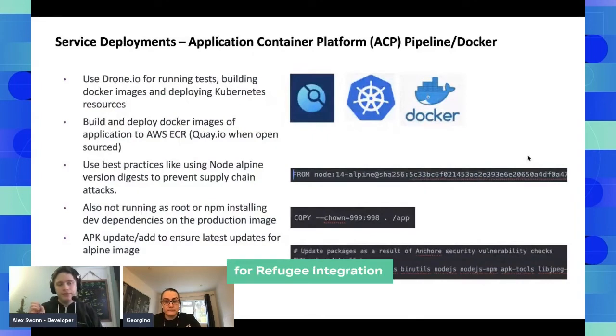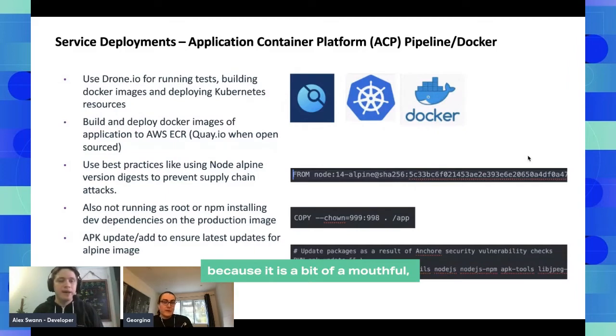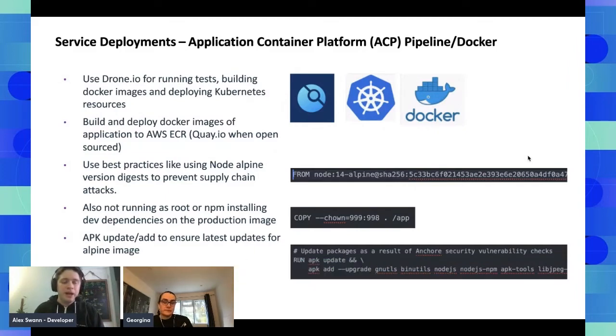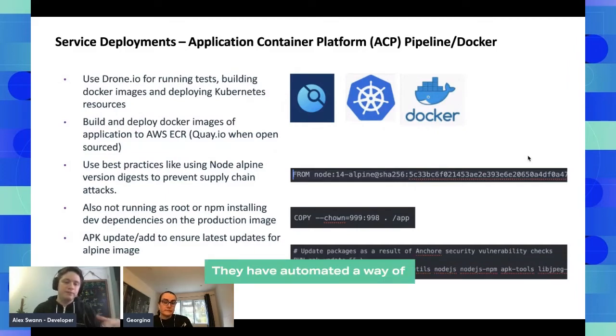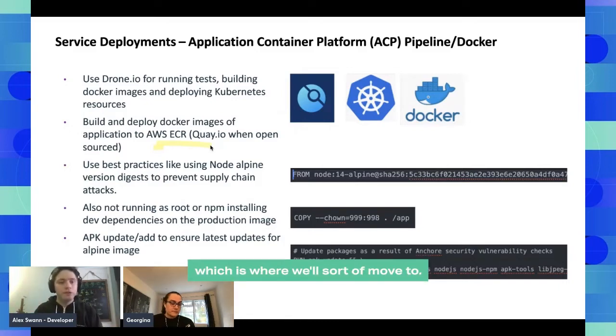We build, at least for Refugee Integration Loan, and deploy Docker images to AWS ECR, which is also managed by the Application Container Platform team. I'll say ACP because it is a bit of a mouthful, but just so you know what I'm talking about. They've automated a way of deploying Docker images to Elastic Container Registry, which is what this is. But when we open source it, the UK Home Office Digital has its own kind of namespace on Quay.io, which is where we'll move to.